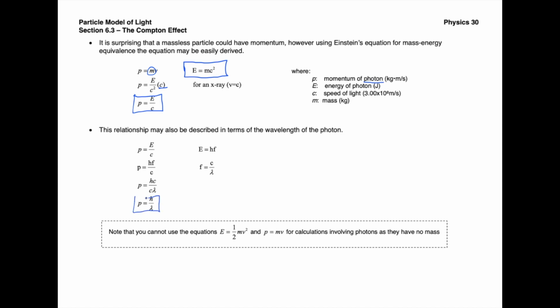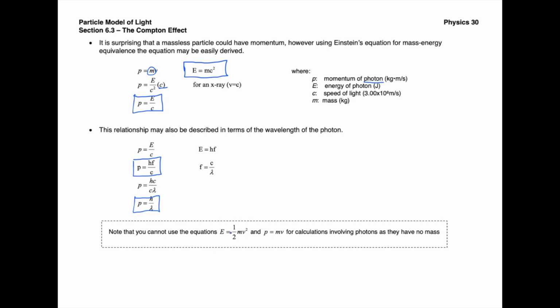So we have a couple other ways. This one's on your formula sheet. This one's not, but you can derive it fairly easily using that ideal wave equation. But those are other ways you can express the momentum of a photon in terms of either its frequency or its wavelength. And again, make sure that you're using those just for photons.